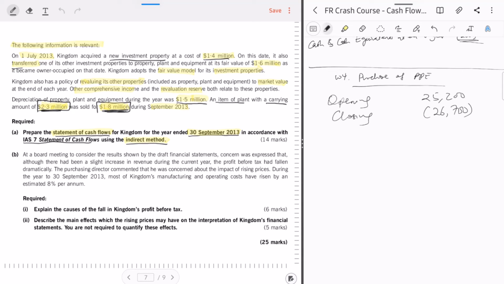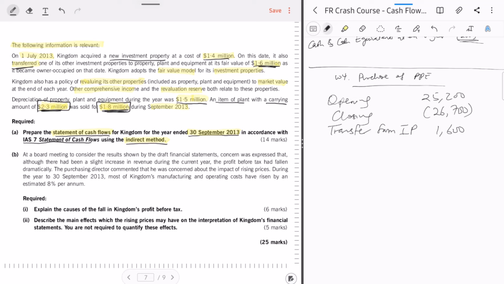Can you all see that they said what? They transferred one of the investment property to PPE at the value of 1.6. If someone transfers something to PPE, do you agree with me that it's going to increase the value of my asset? So I'm going to say transfer from investment property. They said it's how much? 1.6. So I add it. It's positive, right? Then what else?